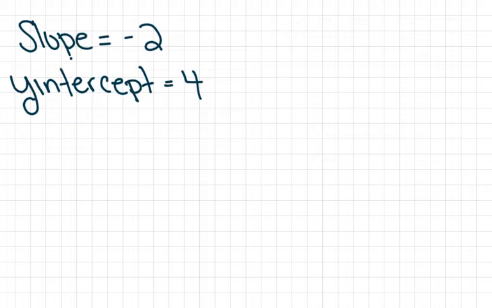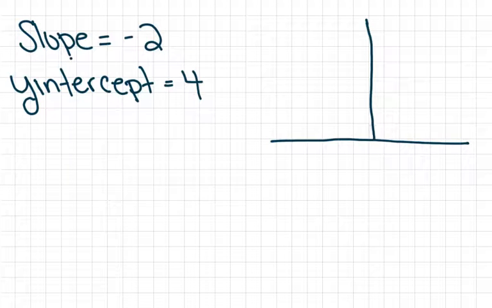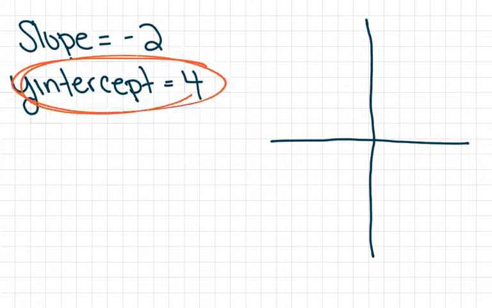All right, let's try another example. So I'm going to make myself a little 4-quadrant graph. All right, we graph our y-intercept first. This time we have a y-intercept of 4. So 1, 2, 3, 4. I'm going to put my dot up there. And then my slope is -2.